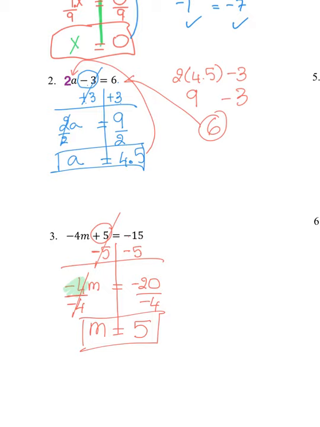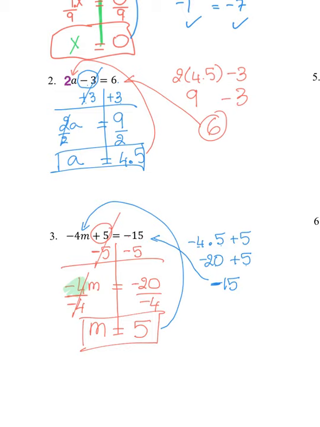Let's check the answer. So 5, I'm going to plug in here. Negative 4 times 5 plus 5. Negative 4 times 5 is negative 20. Add 5. Same side, add and keep. Different side, subtract. Keep the sign of the higher number. So we subtract, which is 15. Keep the sign of the higher number, which is negative 15. So this is also the answer for the equation.